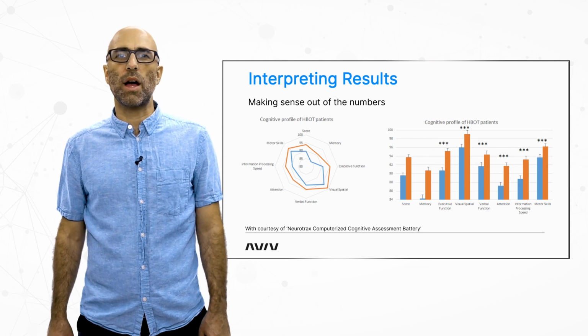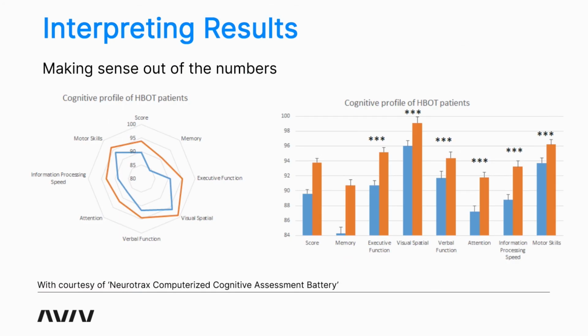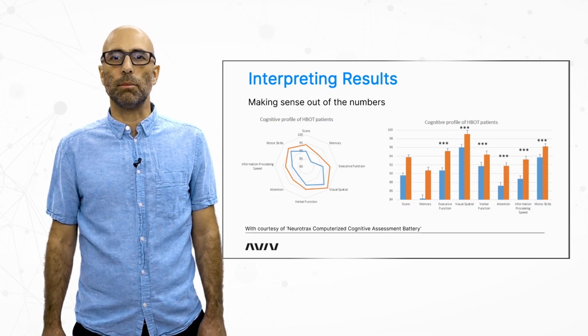We can see in this graph, in blue is the measure, the index, before the hyperbaric oxygen therapy, and in red we can see the same index after the hyperbaric oxygen therapy. You can see that all of the measures show a progression in the ability.